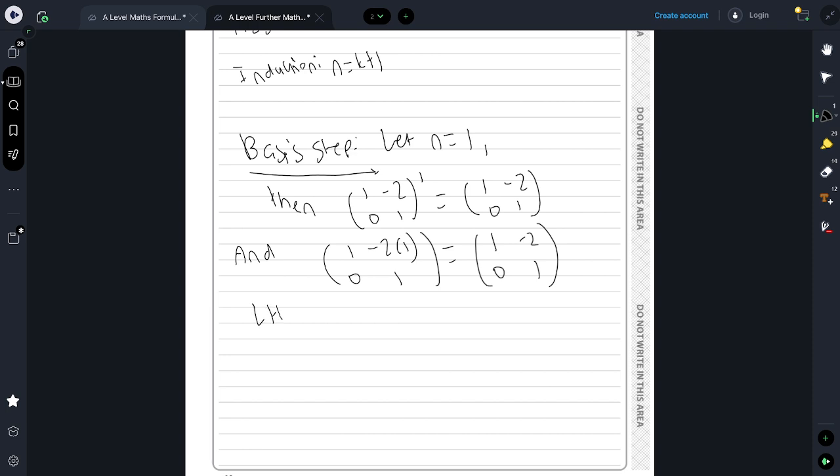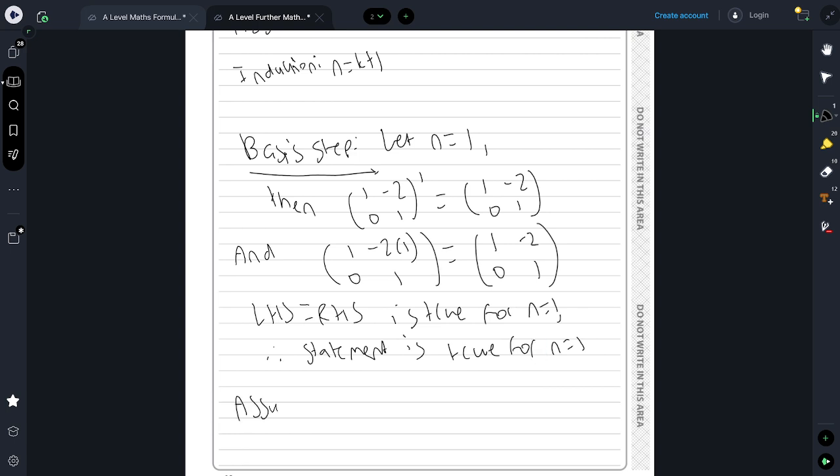So LHS equals RHS. They will know what you mean by LHS on the right hand side. They will know what you mean. You can say it like this: is true for n equals 1. Therefore, statement is true for n equals 1. So we found a base case, right? We found where we could start our induction.